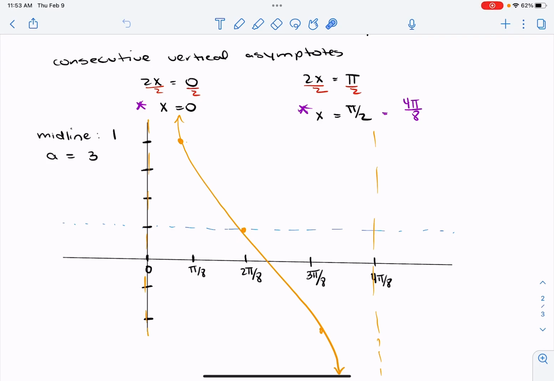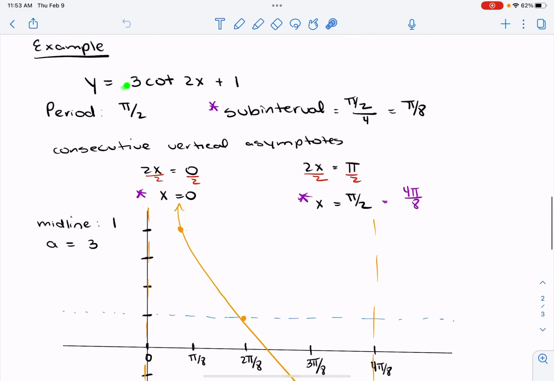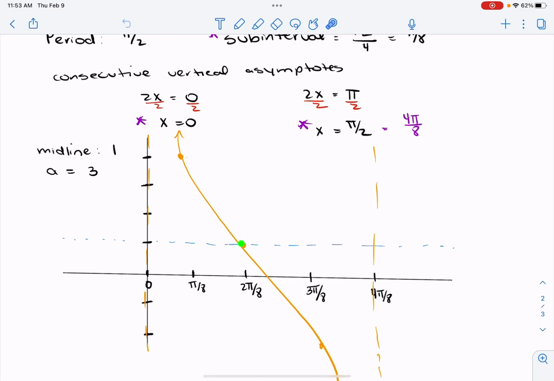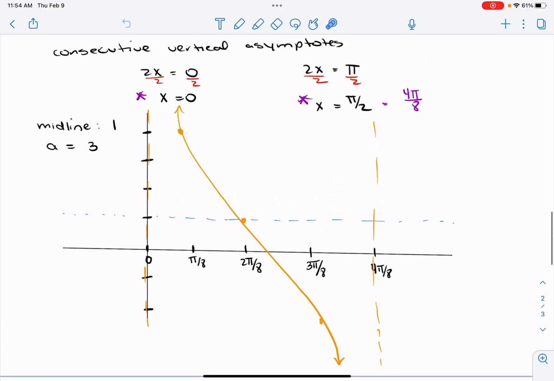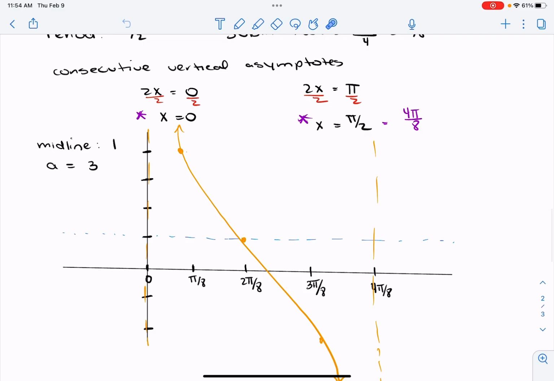Cotangent functions are decreasing functions unless there's a reflection, and then you switch it. But in this case, there is no reflection, so from the midline, for this point here, we're going to go up 3, and that's going to be our point, and we're getting that 3 from our a value. On the other one, we're going to go down 3 from the midline, so 1, 2, 3, and that's your other point. And then it looks like a curve that's going to the asymptote. So that's the way you graph tangent and cotangent graphs.